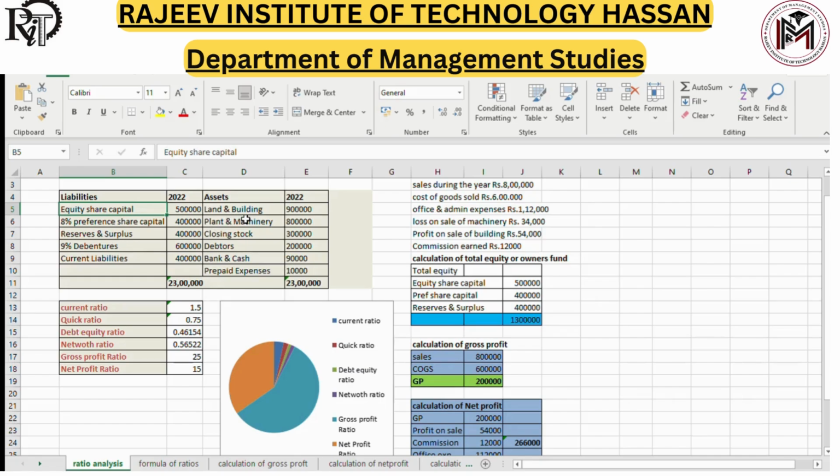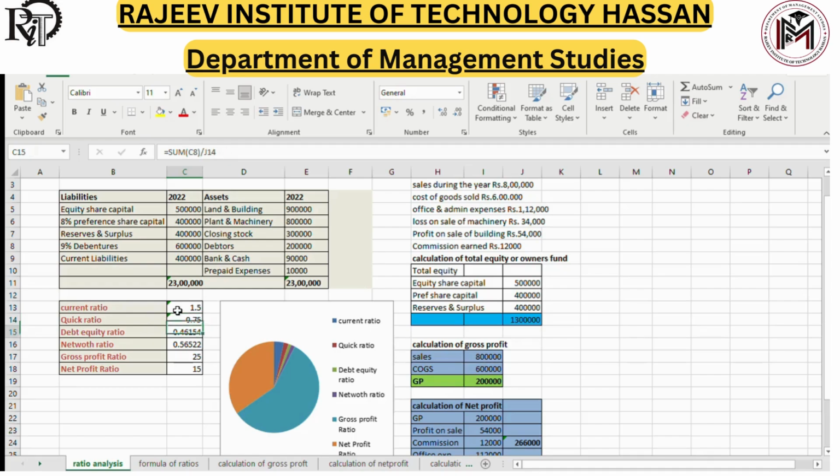land and building. Coming to the asset side: land and buildings, plant and machinery, closing stock, debtors, bank and cash balances, prepaid expenses. With the help of the financial statement, we can easily know the current ratio of the company and the quick ratio. Quick ratio means how easily current assets can be converted into cash. Those assets we take into consideration to calculate the quick ratio.